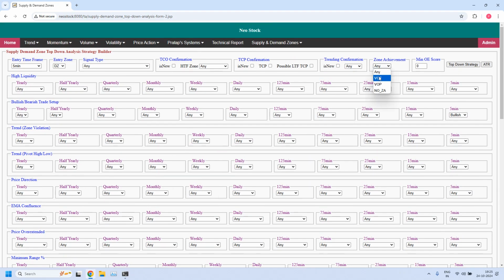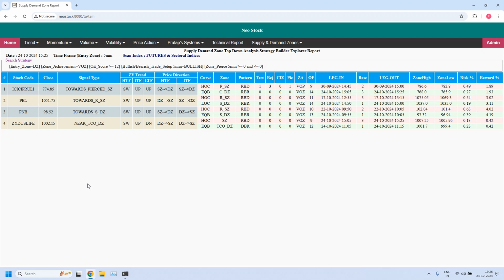Zone achievement violated, opposing zone. Minimum odd hands score is 12. All the 3 filters are applied to the 5 minute demand zone. Now let's verify. We got 4 stocks. These 4 stocks are currently supporting a bullish trade setup for hourly income trade, that is, entry time frame 5 minutes, entry zone, demand zone.